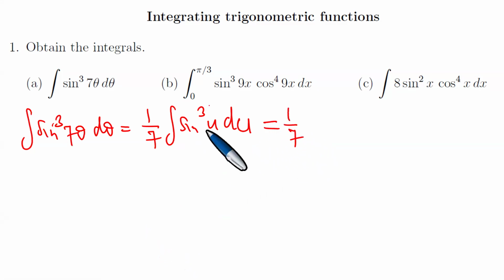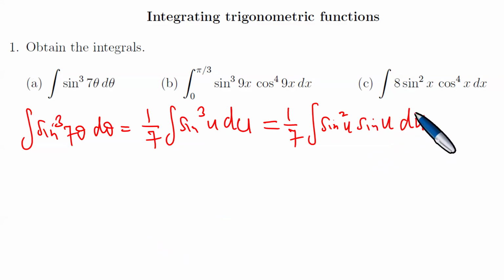Now, what do we do with this? If the power is odd, the power is an odd number, and 3 is an odd number. So what we do, and this is the technique, is we write sine squared u, and then we break it down to the sine u du, precisely like so. And then we are able to move forward.